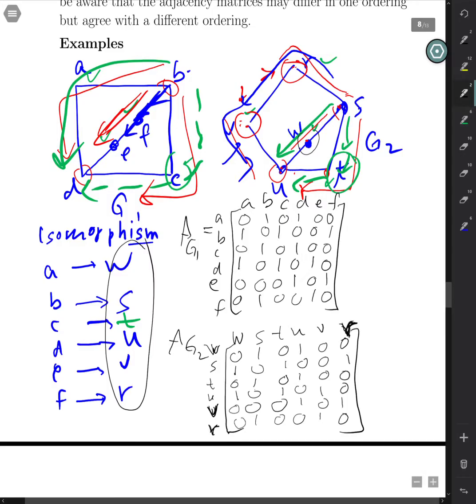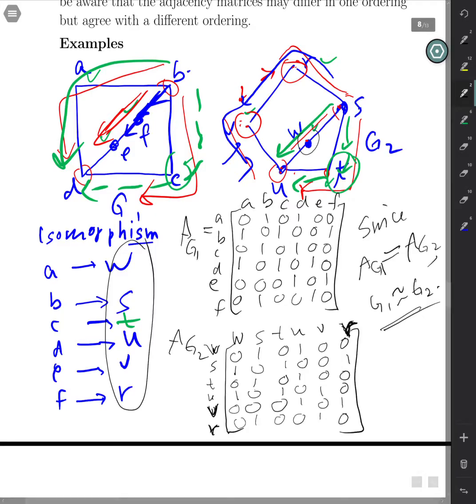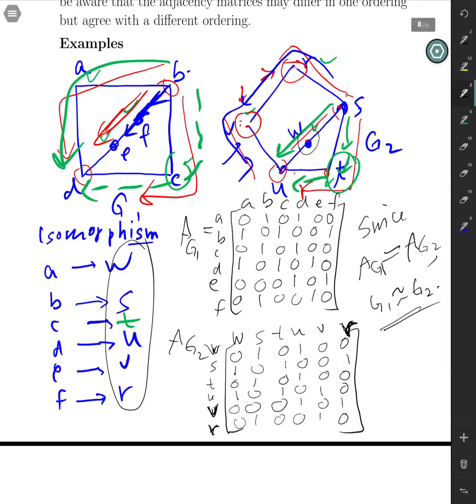So a conclusion in a sentence: since A_G1 equals, as a matrix, A_G2, corresponding entries are equal, G1 is isomorphic to G2. And that's how I would express it as well. Okay? All of that is what I would like to see if you're showing two graphs are isomorphic.